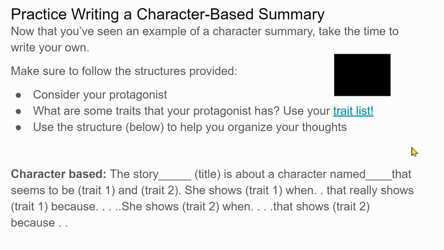Right now, I want you to take 10 minutes to write your own character-based summary. Consider the protagonist. Consider some traits that your protagonist has. I will hand out to you a list of traits that you could use. And then use the template that is right down here on the bottom to write your character-based summary. Let's do that in your notebook now.